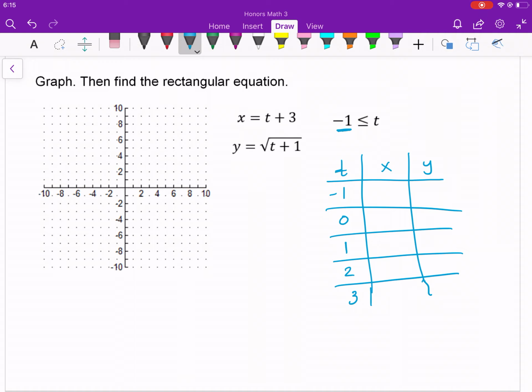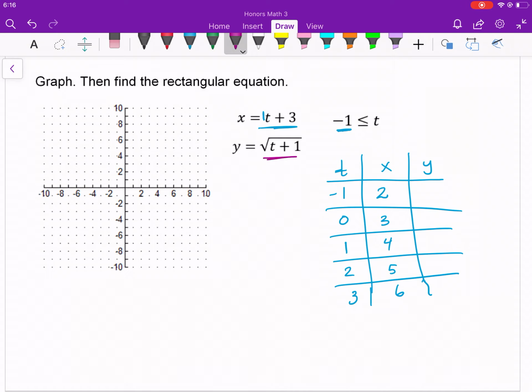So let's go ahead and start with x. X is just t plus 3. So -1 plus 3 is 2. 0 plus 3 is 3. We're just going up by 1 every time. So 4, 5, 6. And we're going up by 1 because the slope was 1. So then let's go to this one.